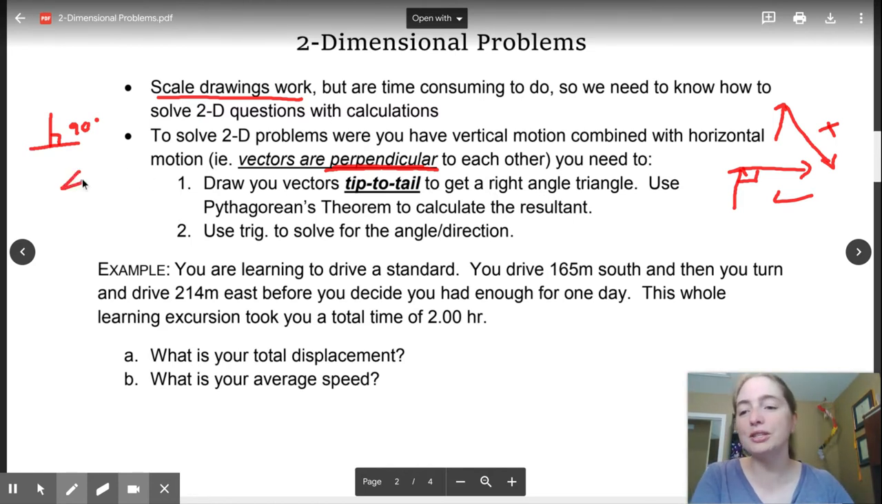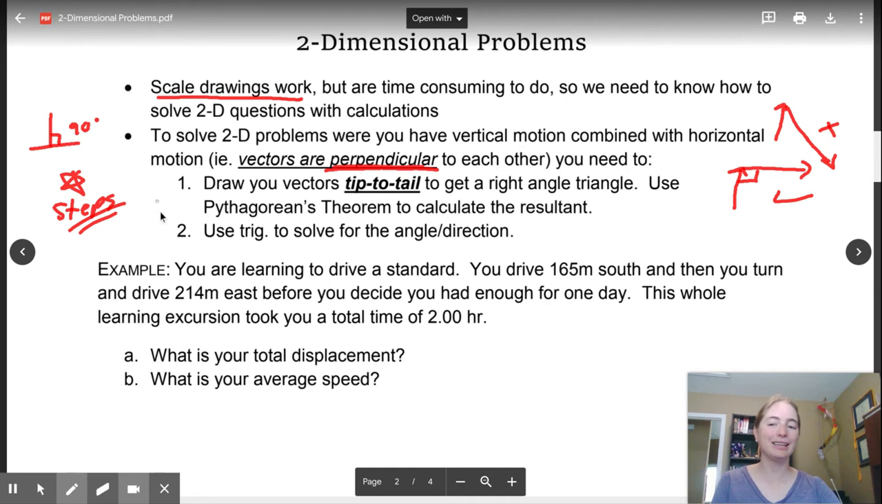So these are your steps. I want you to put a star beside this, and I want you to highlight these guys here. And maybe even put a sticky on your notes so that way you know if you have a perpendicular vector problem, this is where you come for your steps.